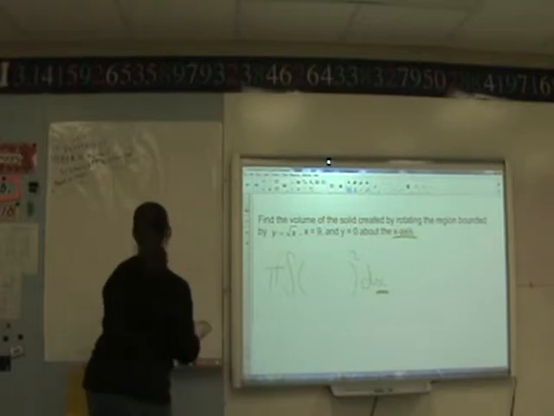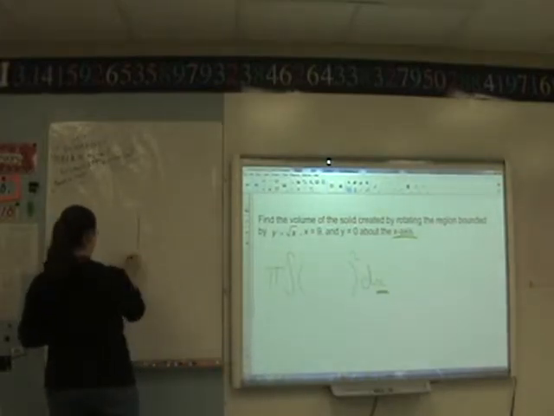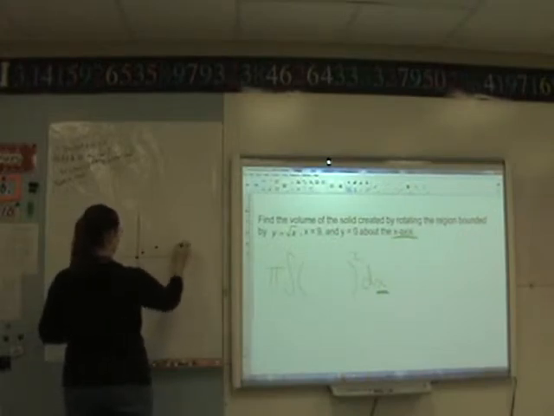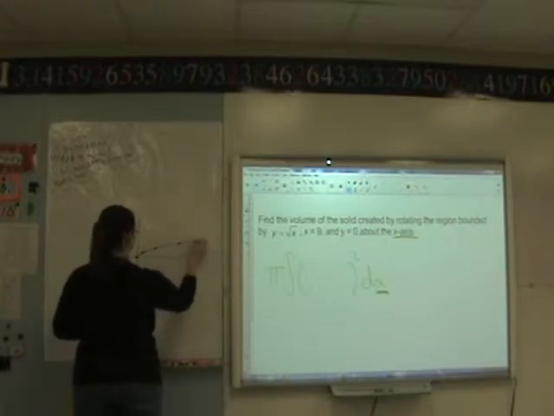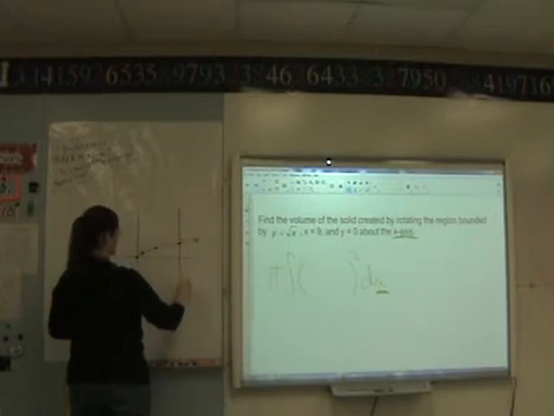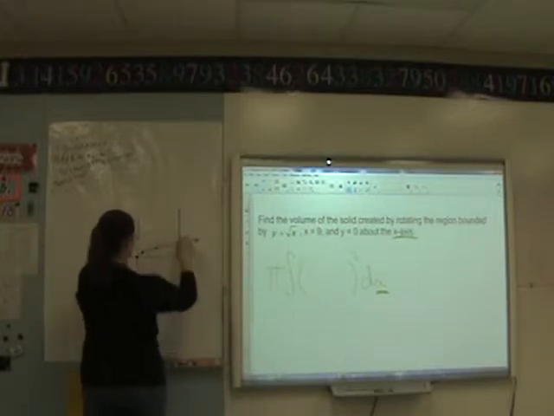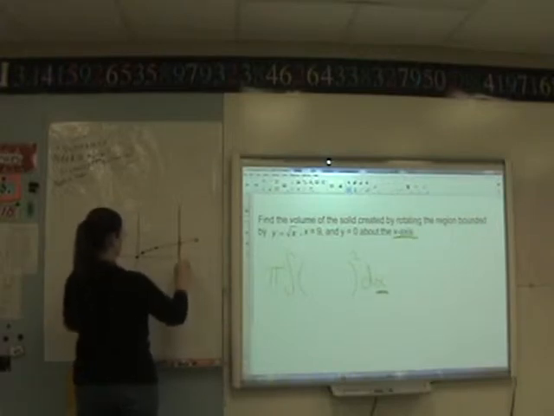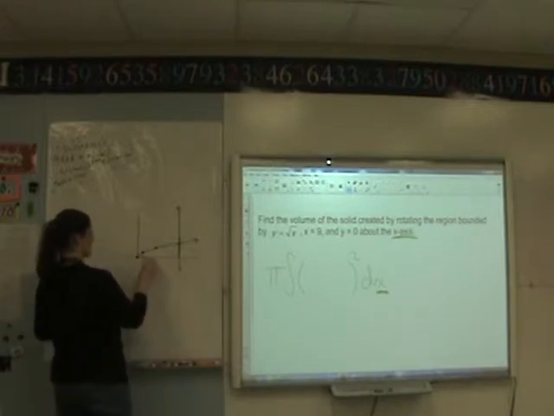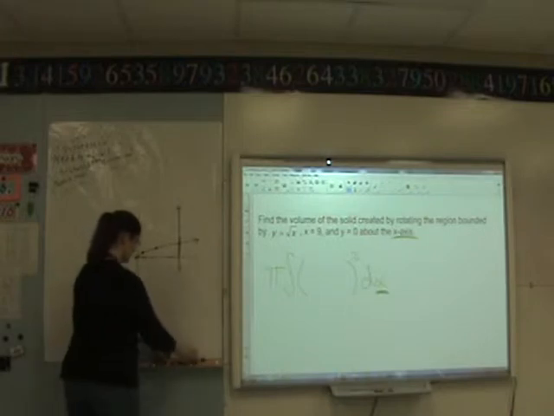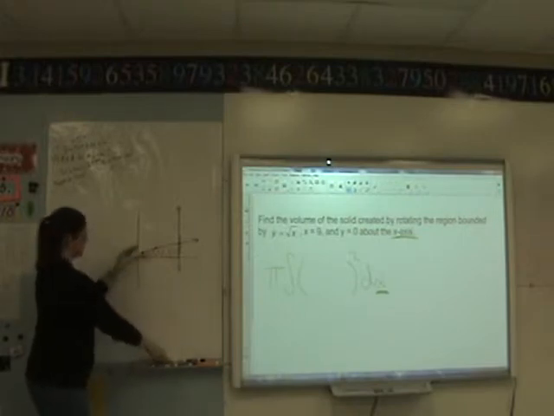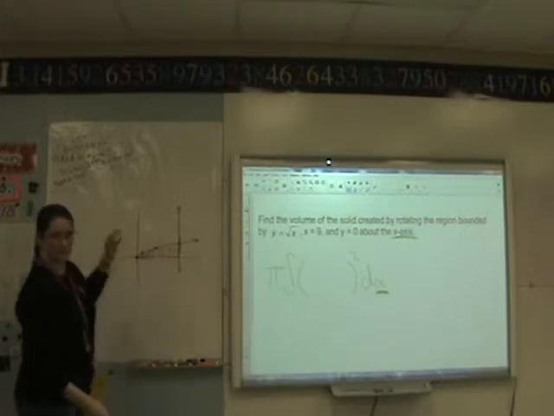So when I graph square root of x, 0, 0, 1, 1, 4, 2, 9, 3. And then it says x equals 9. That vertical line is also a boundary. Pretend like I just drew a straight line and not the super crooked stuff that I just drew. And y equals 0. What is y equals 0? y equals 0 is my x-axis. So this is the region that I'm using. I'm going to take that region and rotate it around the x-axis.